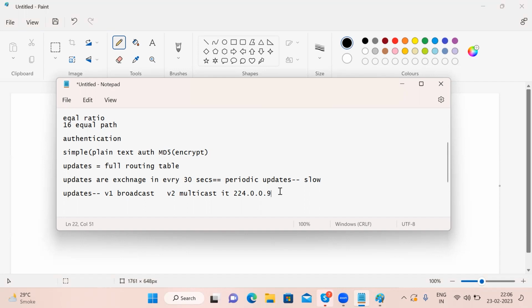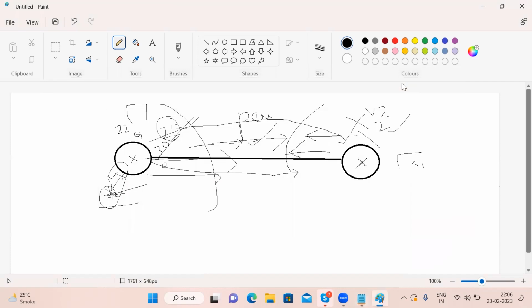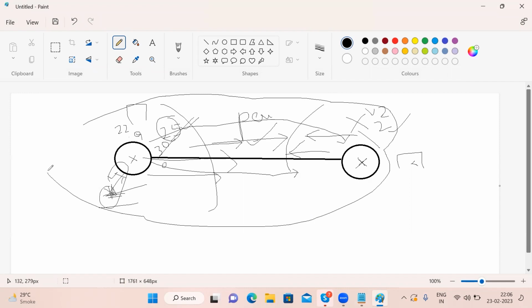No questions? Any more features of RIP? Did you guys remember about it in CCNA? Am I audible to everyone? Yes, okay. Any more features?